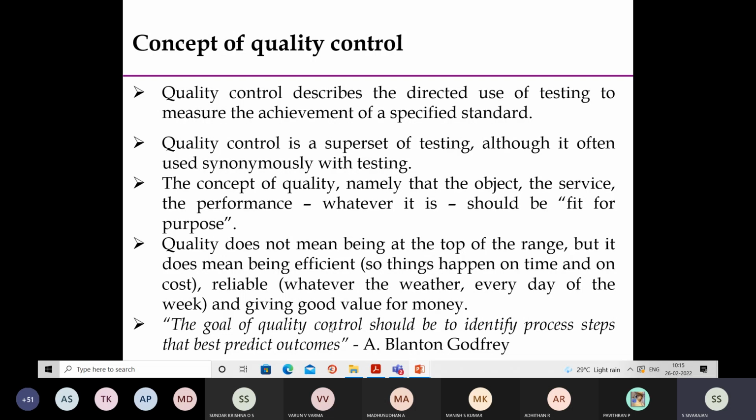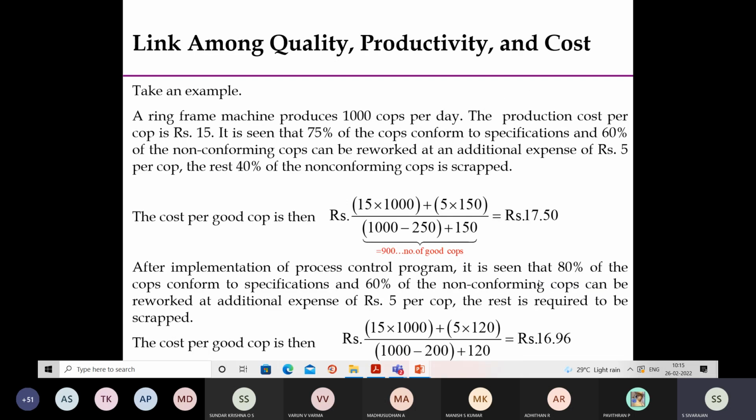The goal of quality control should be to identify process steps that best predict the outcomes. That's the phrase. So what is the link between quality and product cost?